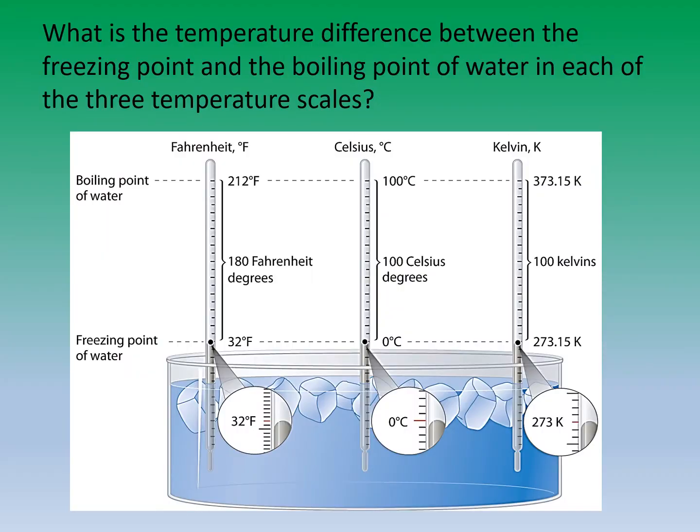As I mentioned earlier regarding the table presented, the question is: what is the temperature difference between the freezing point and boiling point of water in each of the three temperature scales? As you can see, the freezing point of water is 32 degrees Fahrenheit, 0 degrees Celsius, and 273 degrees Kelvin.